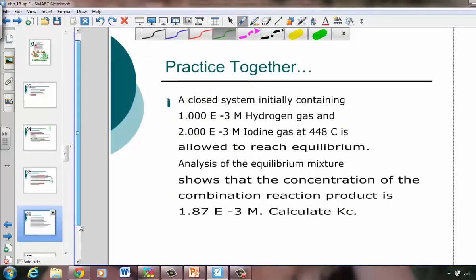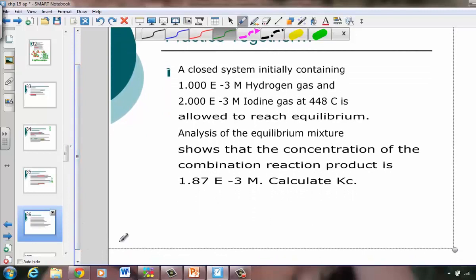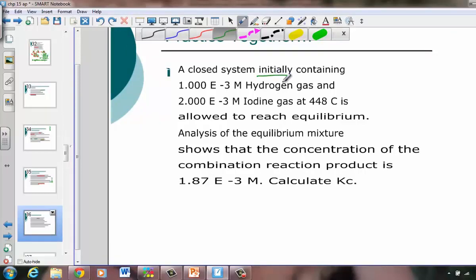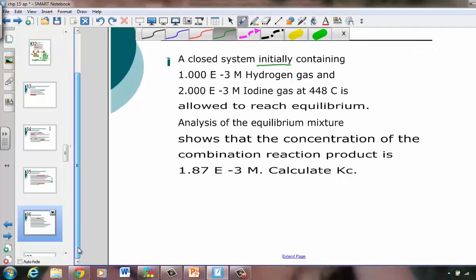Let's take a practice. Read this with me. We're on page 7 of your notes. We have a closed system initially containing, now there's a very important keyword, initially containing hydrogen gas and iodine gas, and it's allowed to reach equilibrium. Analysis of that equilibrium mixture shows the concentration of the combination reaction is the provided value. Calculate Kc, these are molarity values.